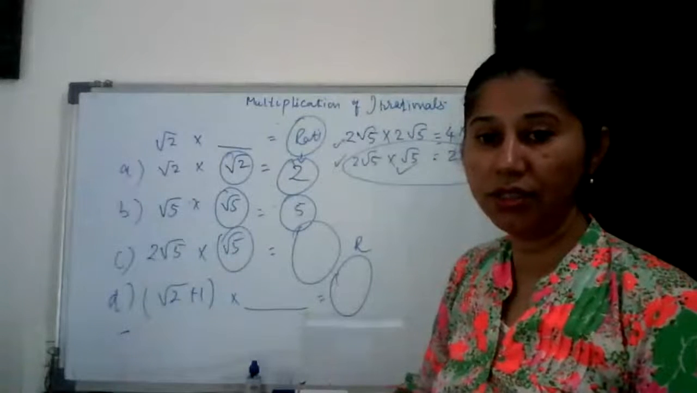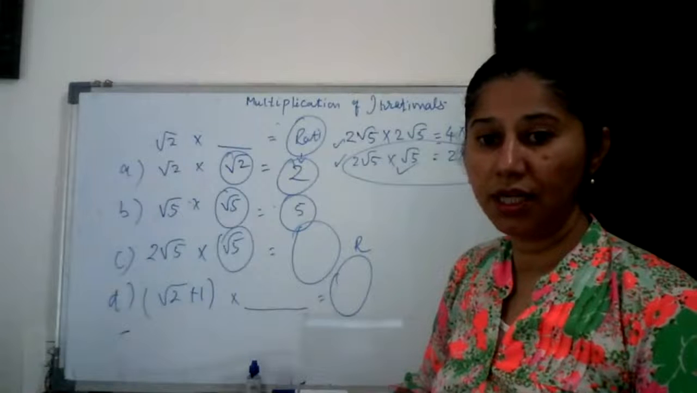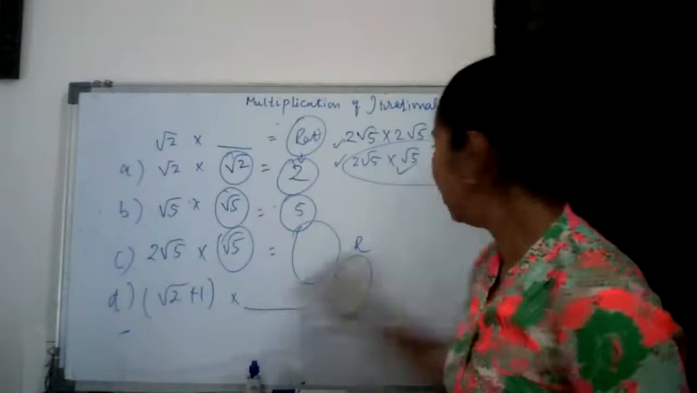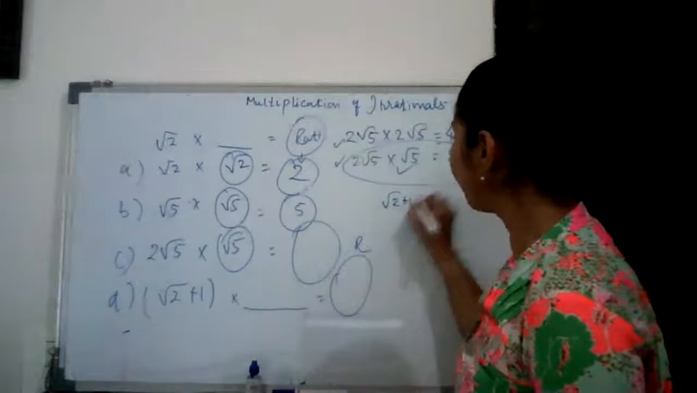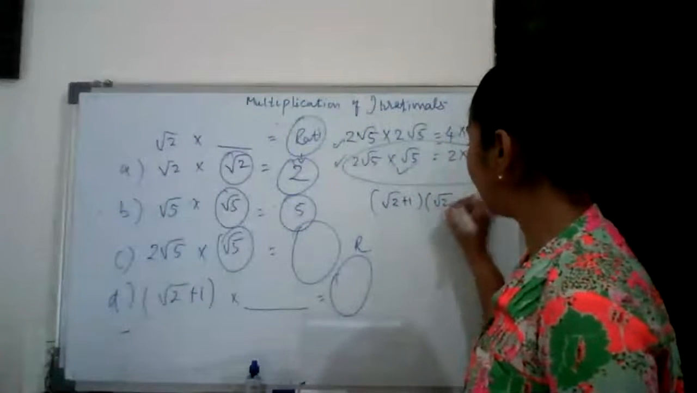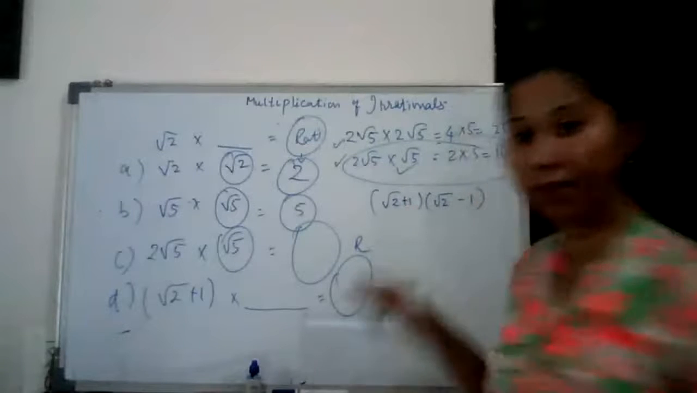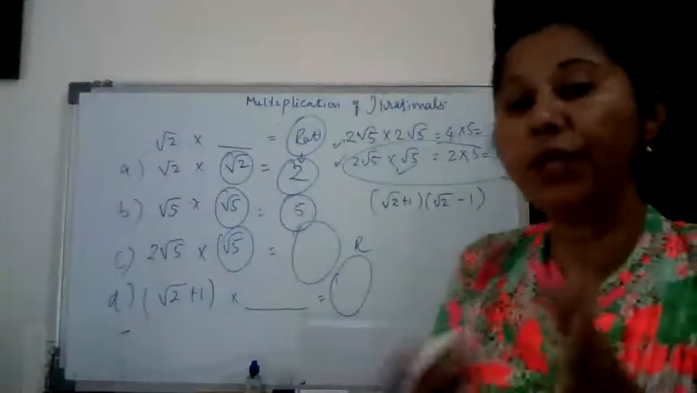Yes, good, Aditya. Okay, let's check. Now look at this one. Root 2 plus 1 multiplied by root 2 minus 1. So if you could see, this is nothing but a plus b into a minus b. This is the concept I wanted you to learn, children.